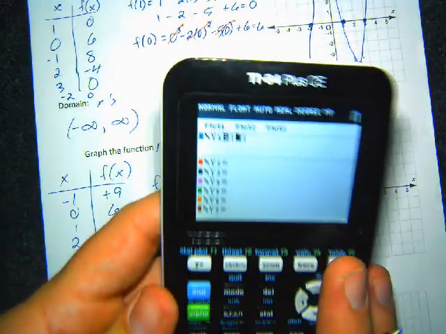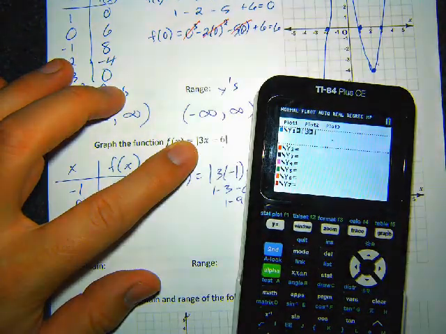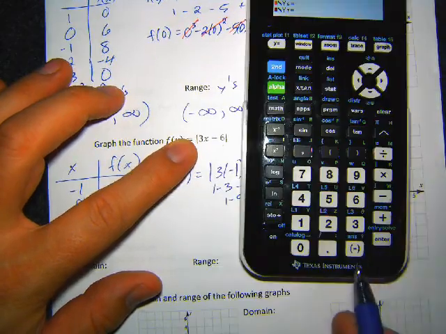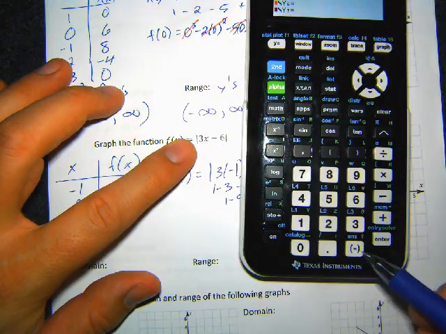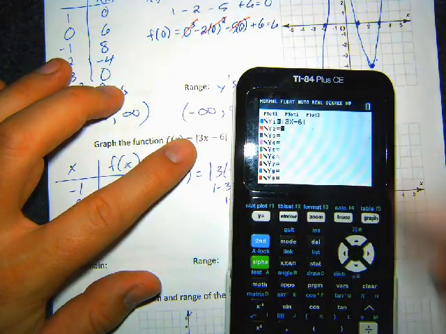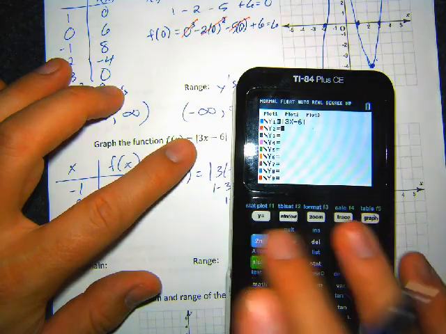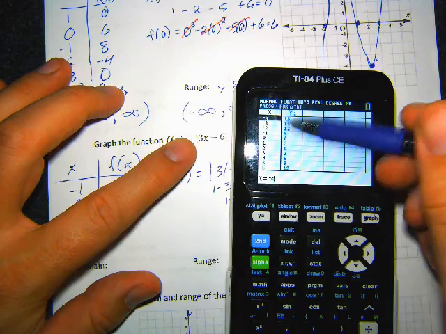So, I'm going to type in my 3x minus 6. Make sure you're using the minus and not the negative. There's a negative down here that's different than your minus. You only use this if you want to make a number negative. You use this when you're subtracting. So you get 3x minus 6, hit enter. So now it's typed in there. And then I'm going to hit second table. Second again makes it do the table. And there's those table values.